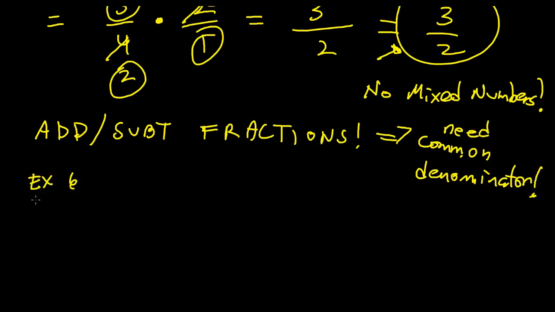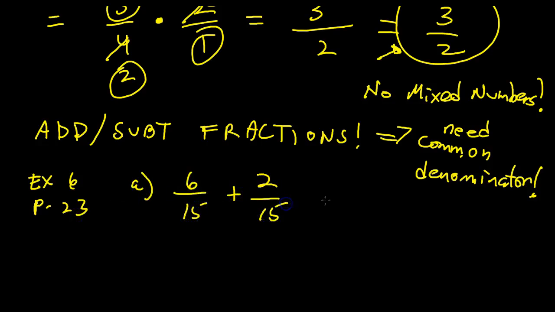We've got example 6 on page 23. Example 6a says add 6/15ths plus 2/15ths. Well, we already have a common denominator in this situation. And when that happens, I just add or subtract the numerators as indicated. 6 plus 2 is 8, and retain the same common denominator, right? So 8/15ths will be our final answer here.